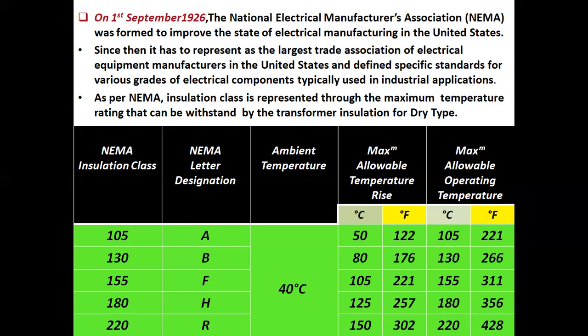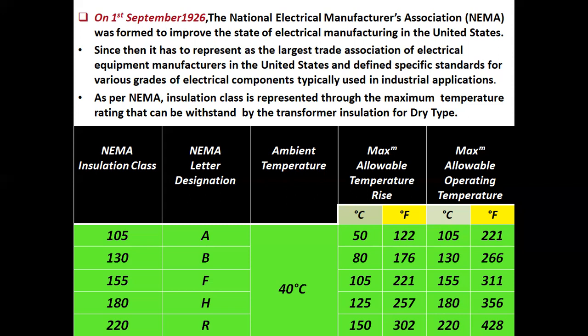Insulation class 155, F designation. Ambient temperature 40 degrees centigrade. Maximum allowable temperature rise 105 degrees centigrade, 221 degrees Fahrenheit. Maximum allowable operating temperature 155 degrees centigrade, 311 degrees Fahrenheit.